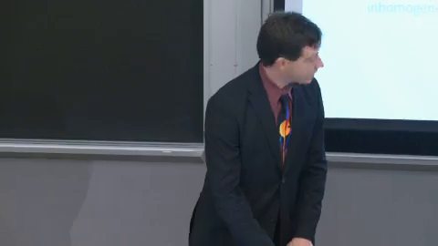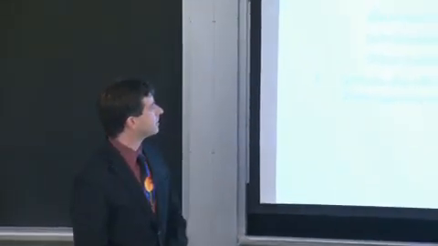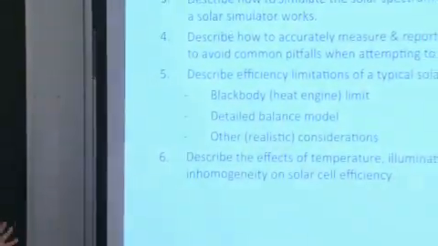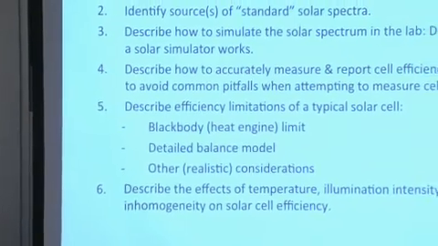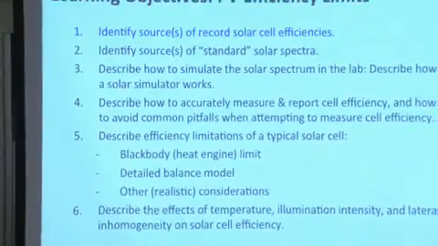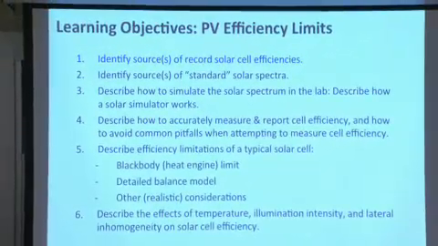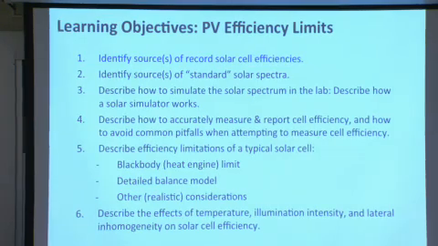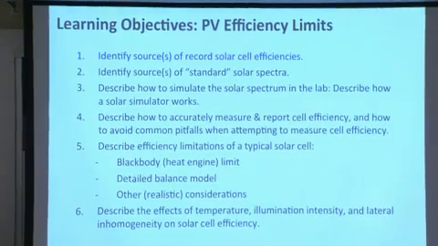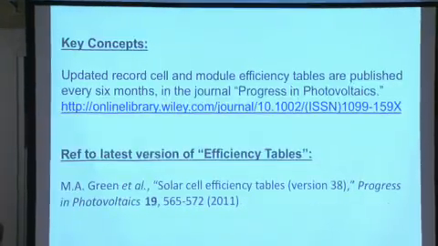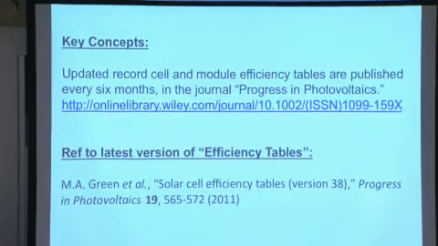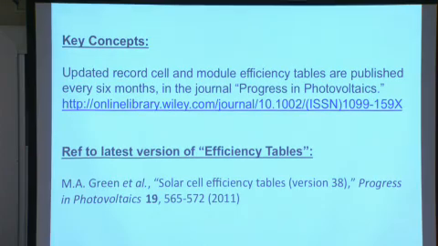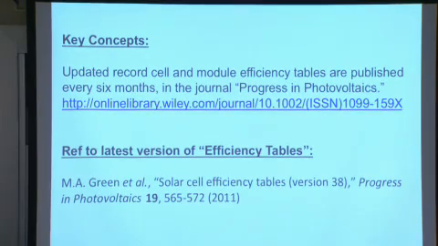So, learning objectives. A bit of a small font here, but the very first point is to identify the sources of record solar cell efficiencies, to understand where one goes to look them up. How do you find the record efficiency of, say, a silicon device or a CIGS device? Eventually, we'll talk about measurement of solar cell efficiencies. And finally, the theoretical or fundamental limits to solar cell efficiencies. So the key concepts for learning objective number one: to identify a source for record efficiencies.